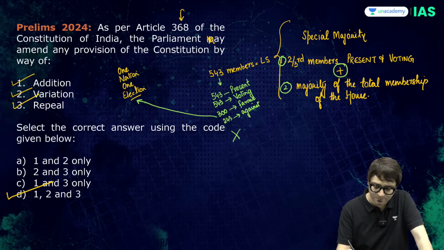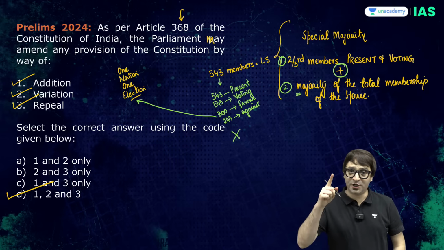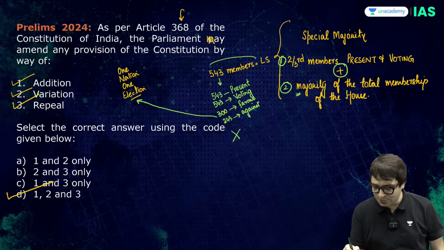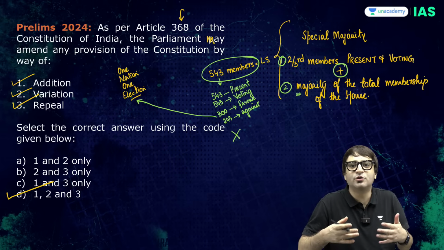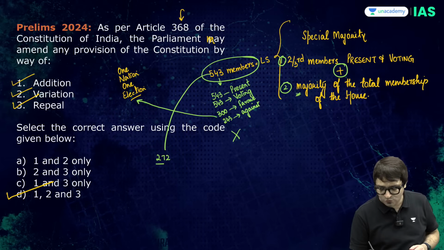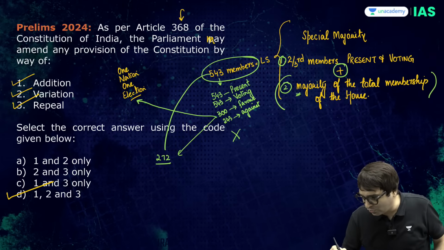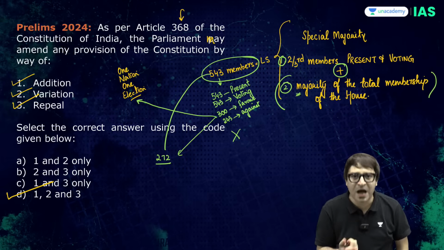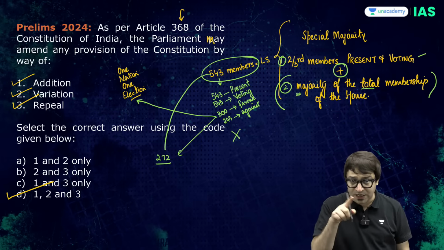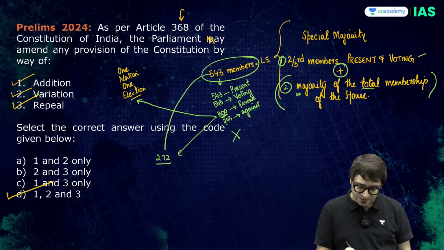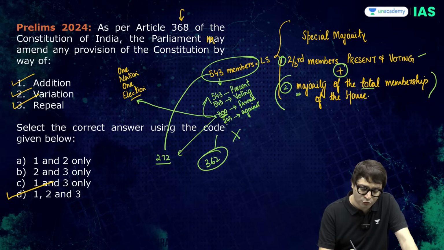The answer is no. Why? Because this condition has been satisfied: majority of the total membership of the House. What is the total membership? 543. What is the majority of 543? When we say majority, majority means more than half. Majority is 272. So is 300 more than 272? Yes. So have we followed this particular requirement of majority of the total membership of the House? Yes, we have. But have we met condition number 1? 2/3 of the members present and voting. Is 300 more than 2/3 of the members present and voting? No. This number should have been 362.